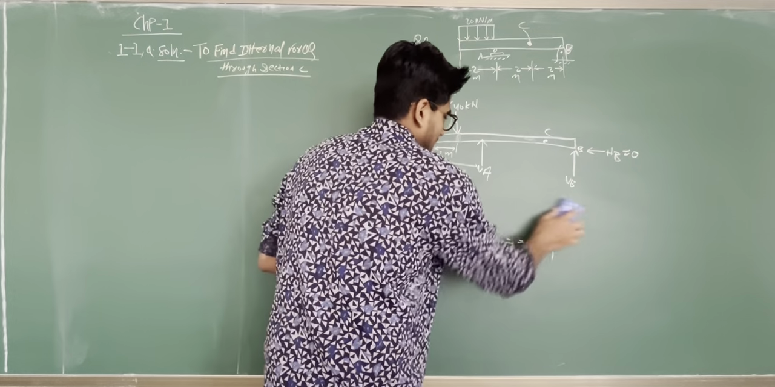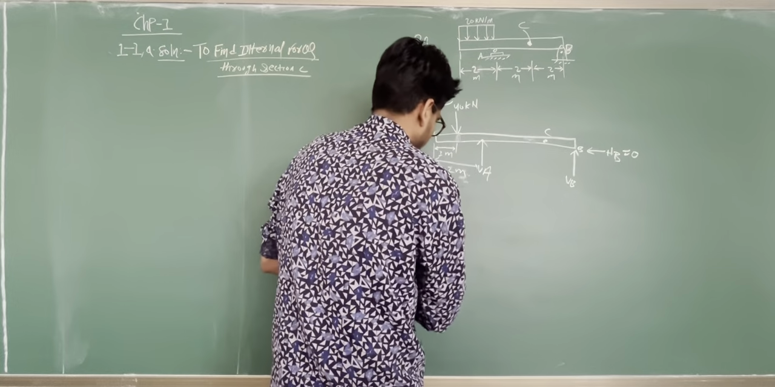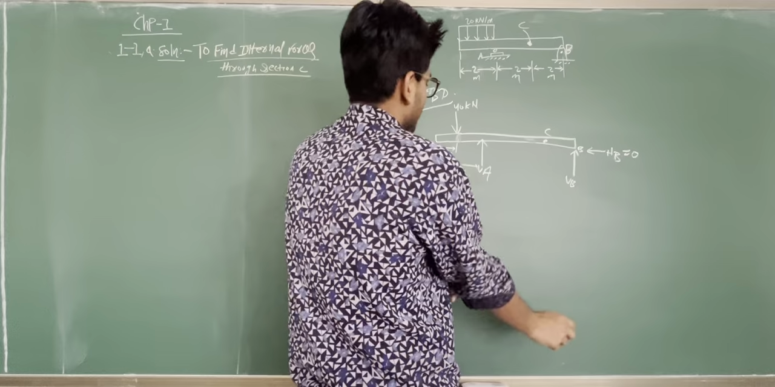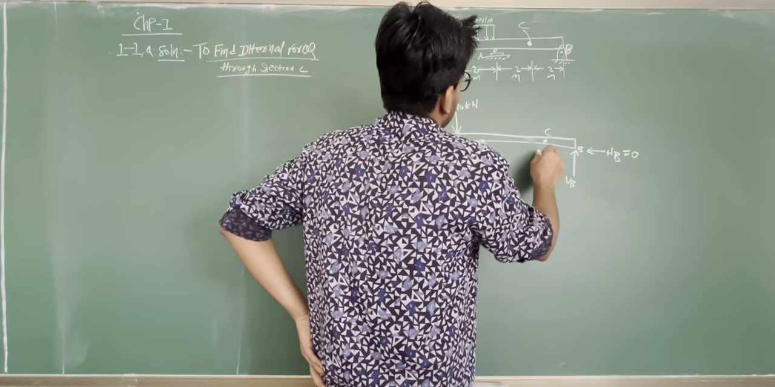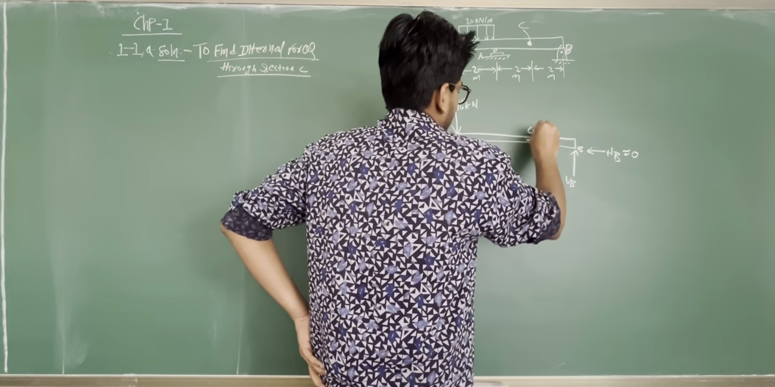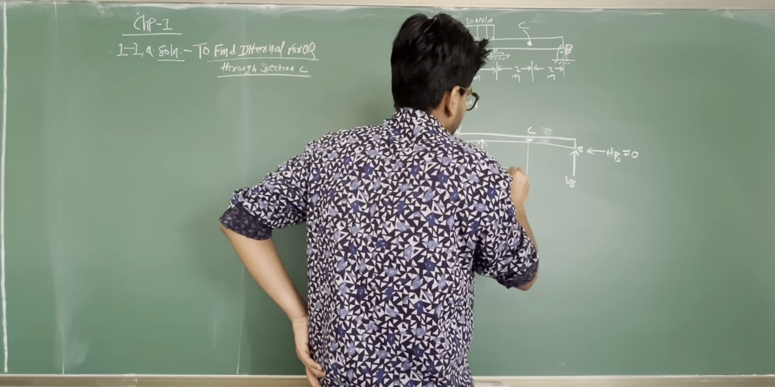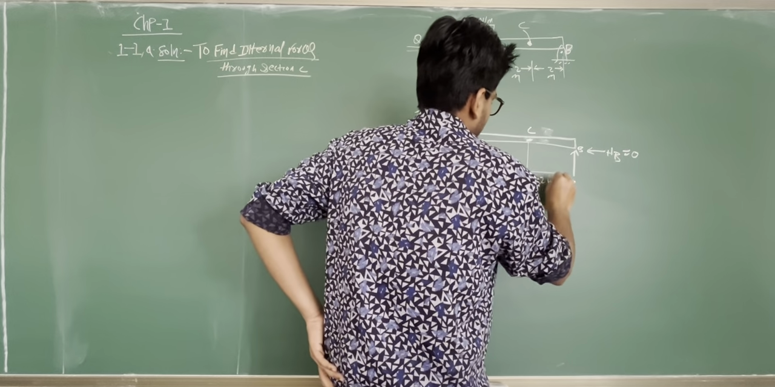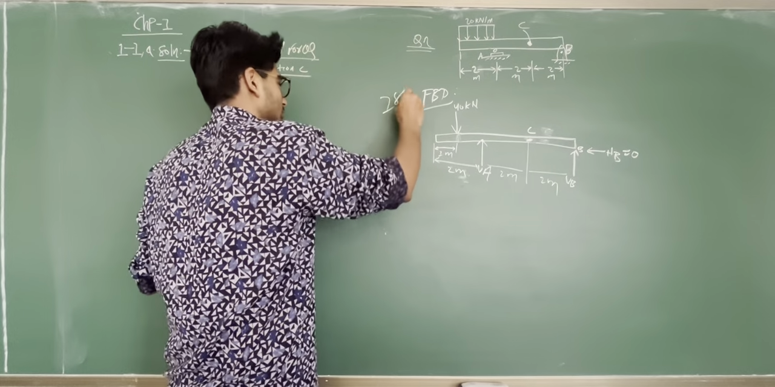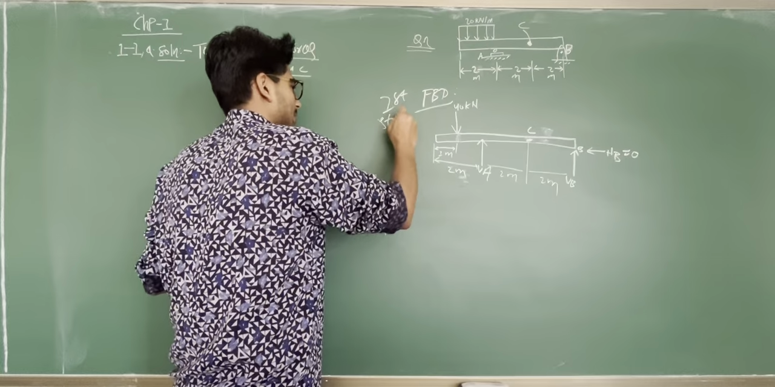We find this one. Now let's also put the distance over here, from here to here. Let's put C here. So from here to here it's also 2, and from here to here it's also 2. Since this is the first step to make an FBD.